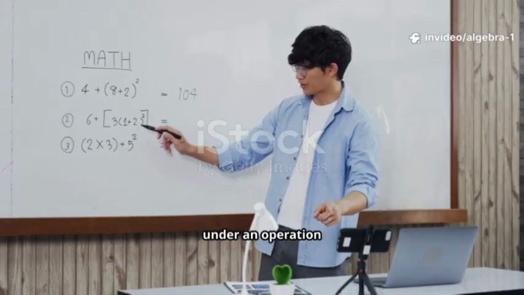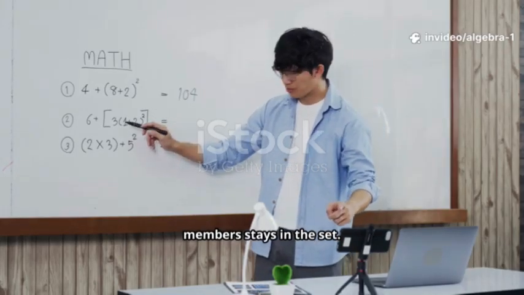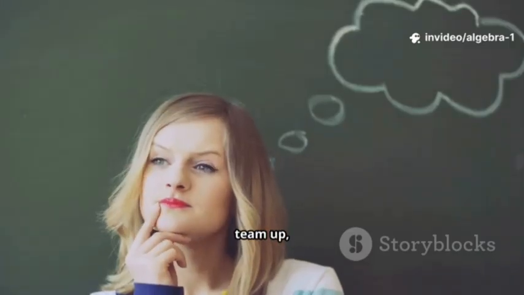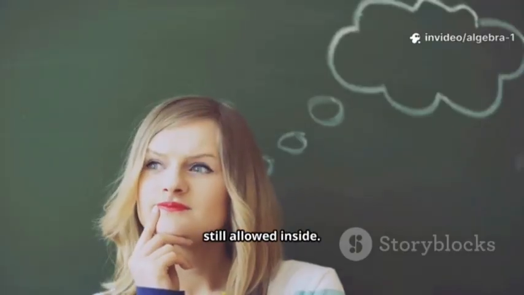Ready to see what happens when these numbers combine? Let's talk closure under addition and multiplication. A set is closed under an operation if combining any two members stays in the set. Think, two members team up, and the result is still allowed inside.